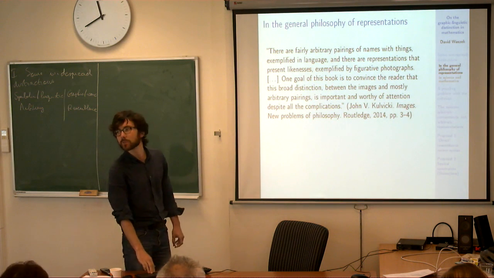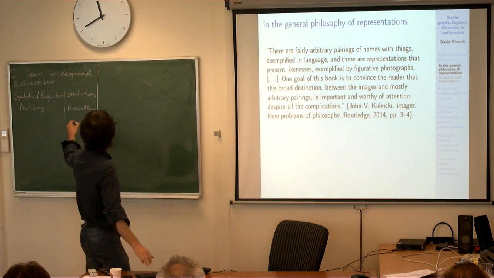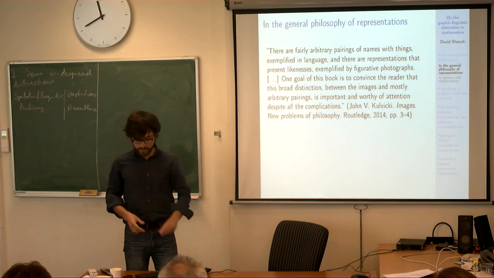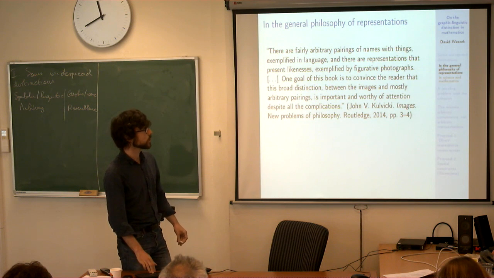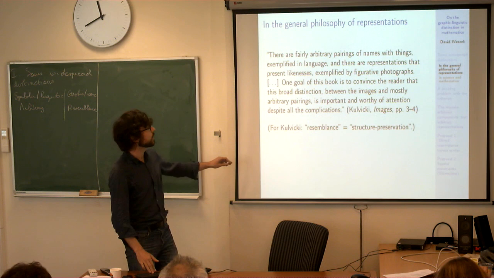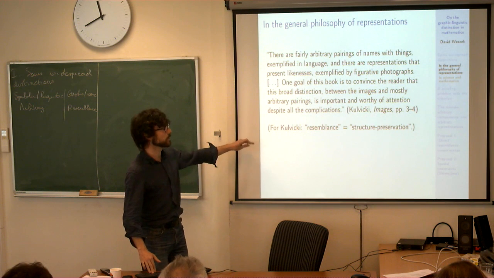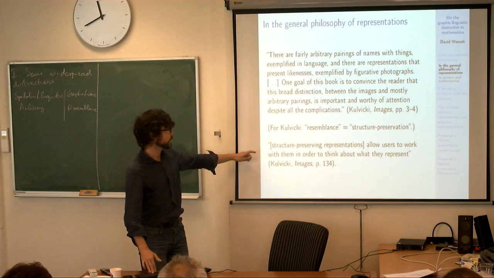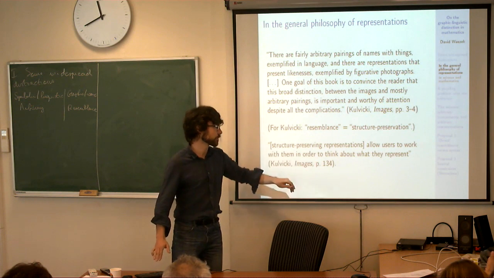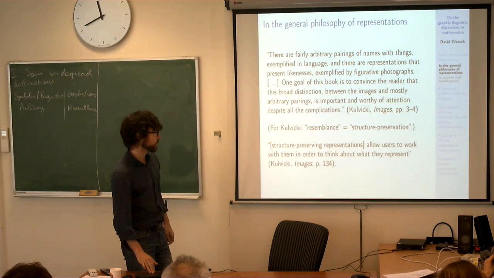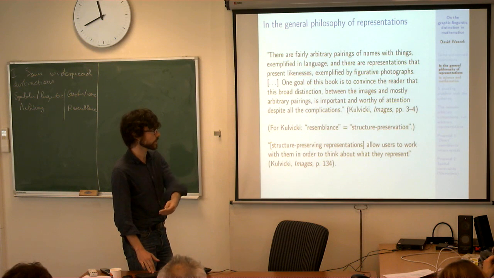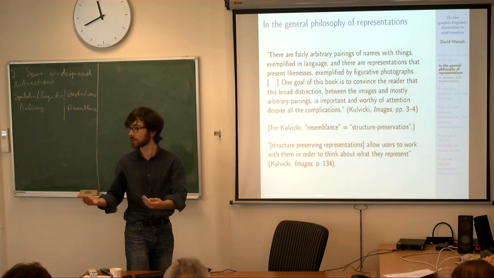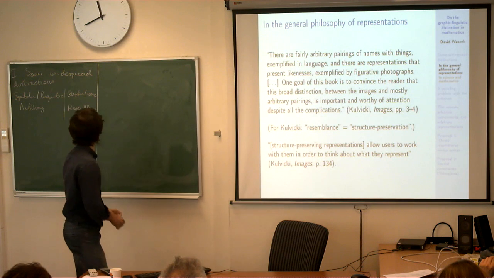And then there's an argument that's frequently made that an important use of graphic or iconic representations is that, insofar as they look like what they represent, they are useful because we can learn new things by inspecting the representation. So I just said that for Kulvicki, it's a very broad notion of resemblance. It's very problematic, of course, but we won't go into this right now. And he says things like, images, structure-preserving representations more generally, allow users to work with the representations in order to think about what they represent. So as they look like what they are about, you can just look at the representation and see things or learn things. Okay.